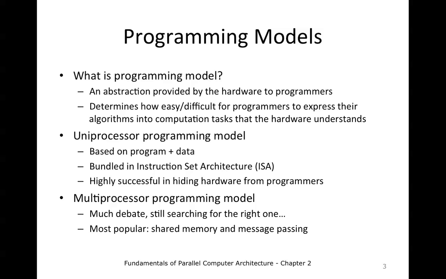What is a programming model? Essentially, an abstraction provided by the hardware to the programmers. It's a way the programmers view the machine. For example, when programmers write their code, they don't have to know how many pipeline stages there are in a processor, what the branch prediction mechanism used is, how many cache levels there are and their sizes. They don't have to know how many functional units there are and so on. So a programming model is essentially a simplified view of the machine.